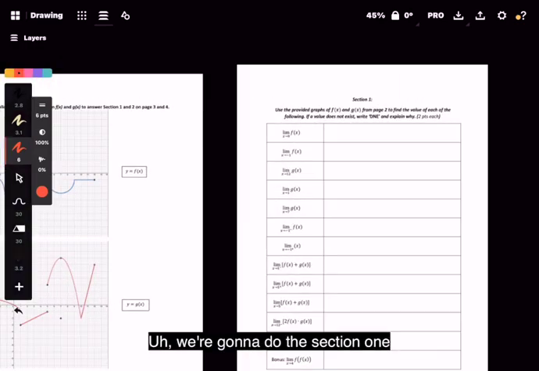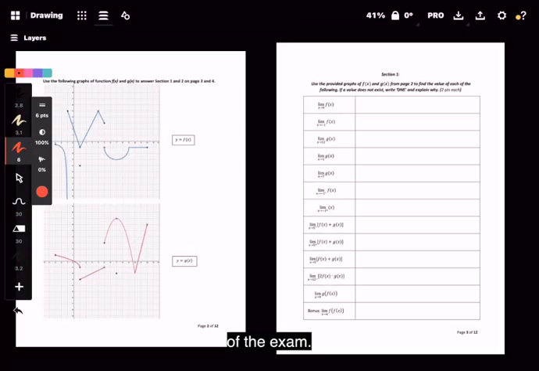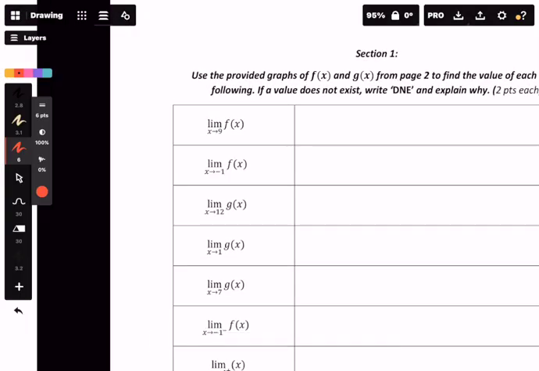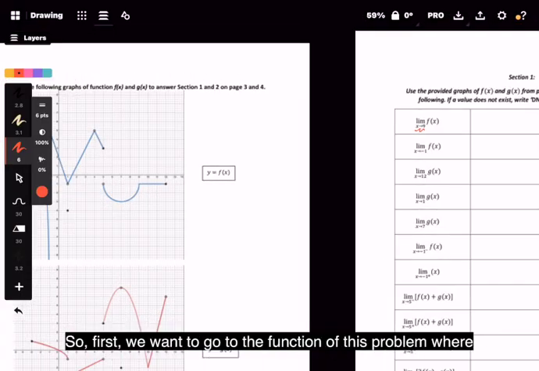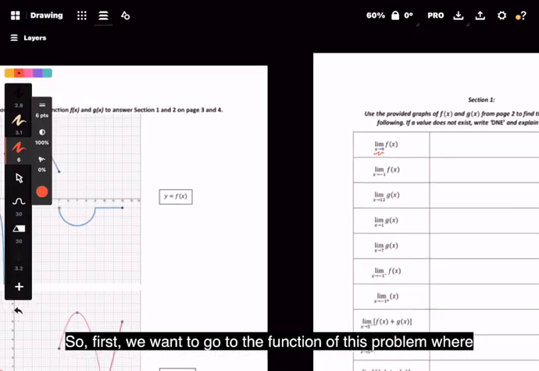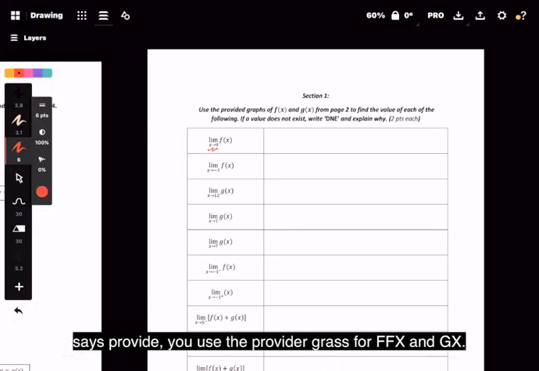We're going to do section 1 of the exam. So let's start with this first problem: the limit as x approaches 9 of f of x. First we want to use the provided graphs for f of x and g of x.